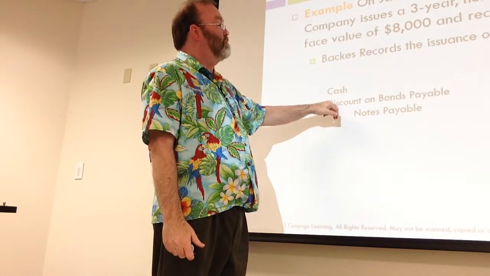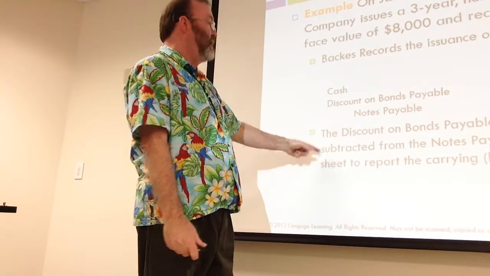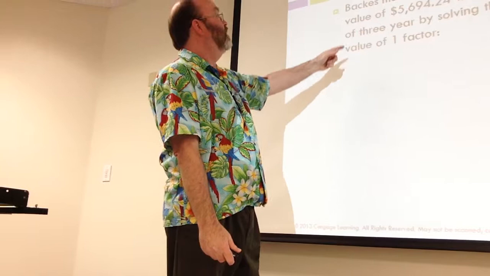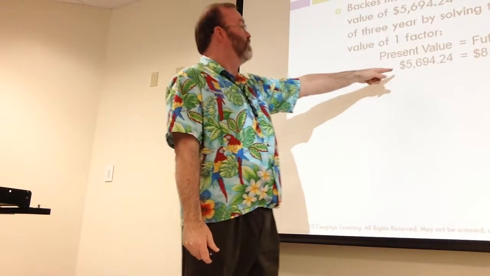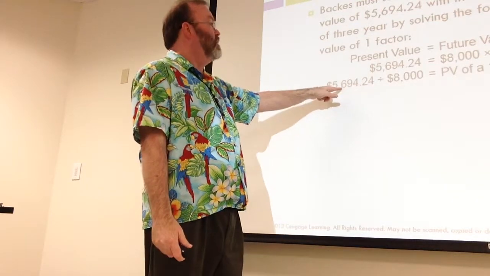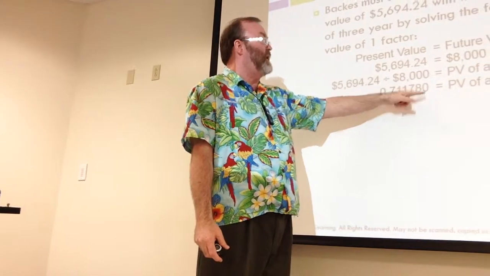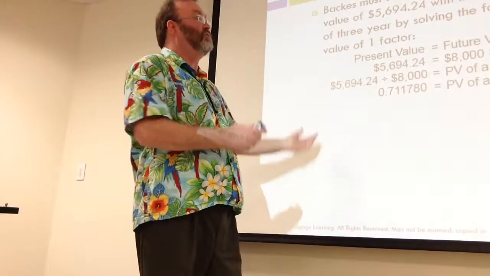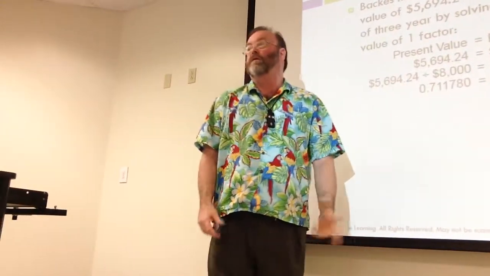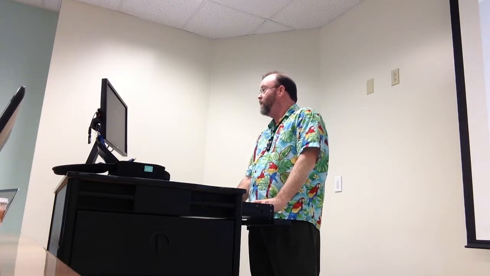The discount on bonds payable and the notes payable, and so the imputed interest rate is to divide the one by the other. So if you divide 5694.24 by 8,000, you get a factor of 0.71178. N is equal to 3. So we just go to table number 3 and look across.